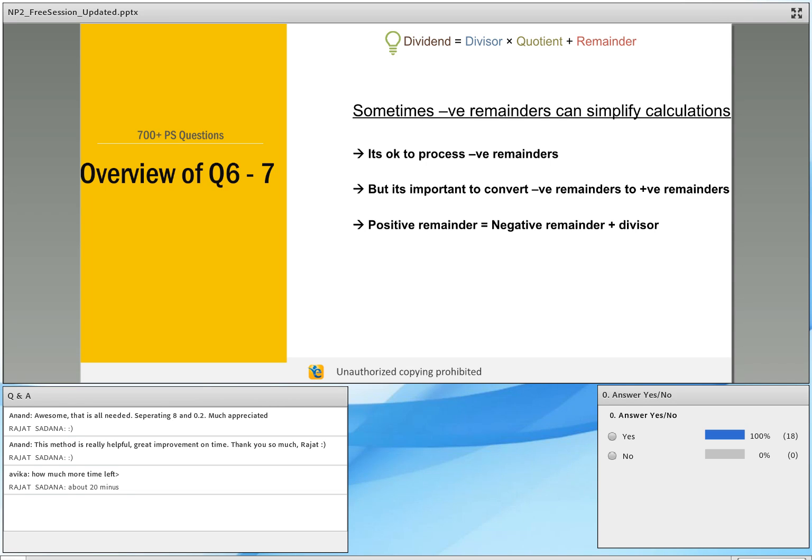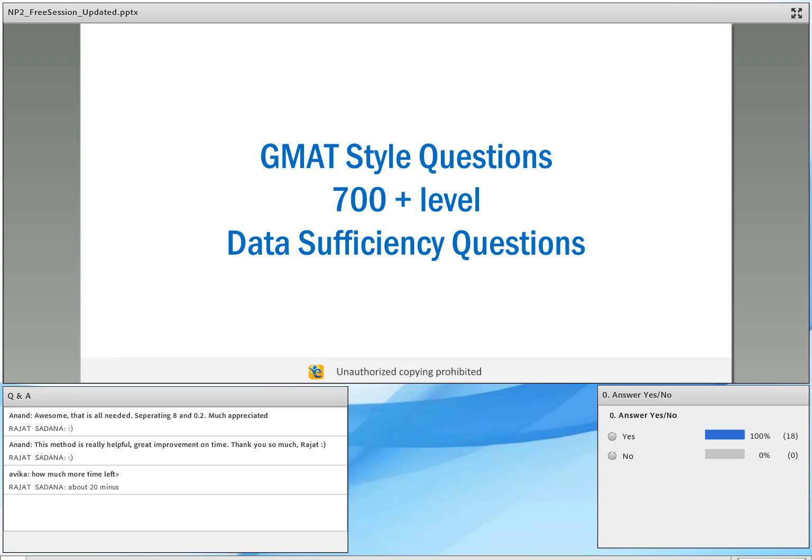So it's okay when some remainders come out negative. You just have to convert them to a positive remainder. And how do you do that? You just add the divisor to that negative remainder. That's all there is to it.